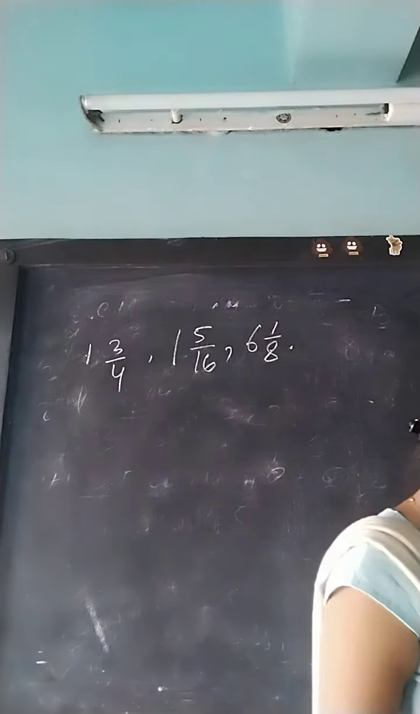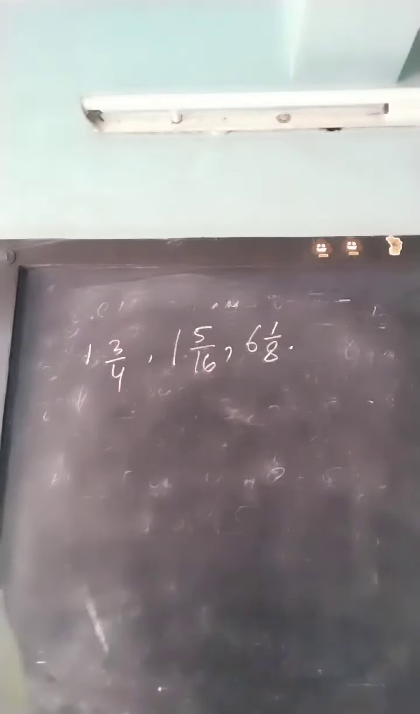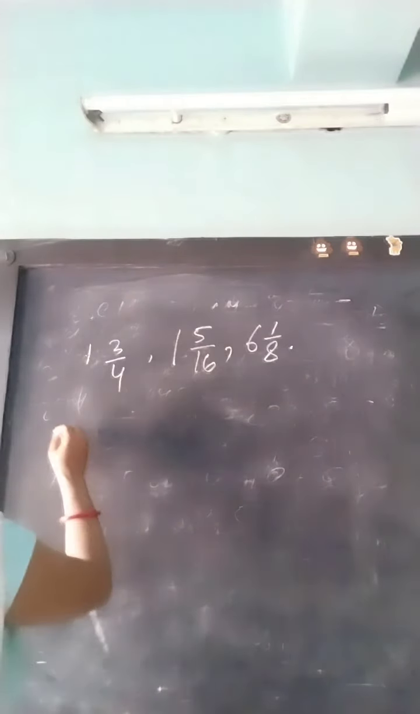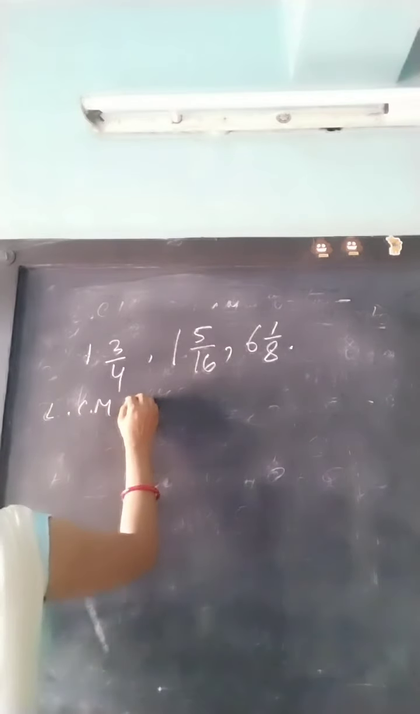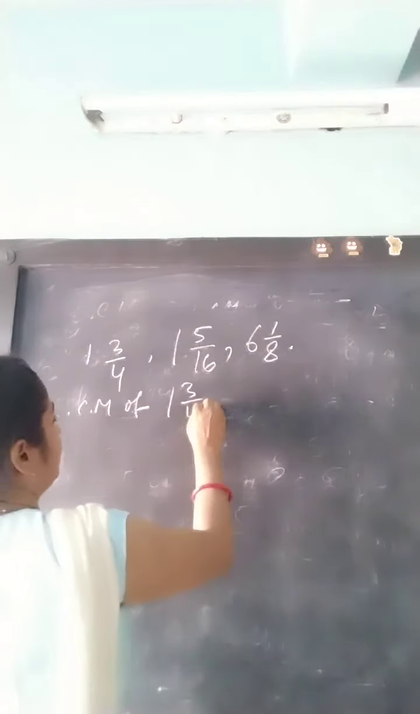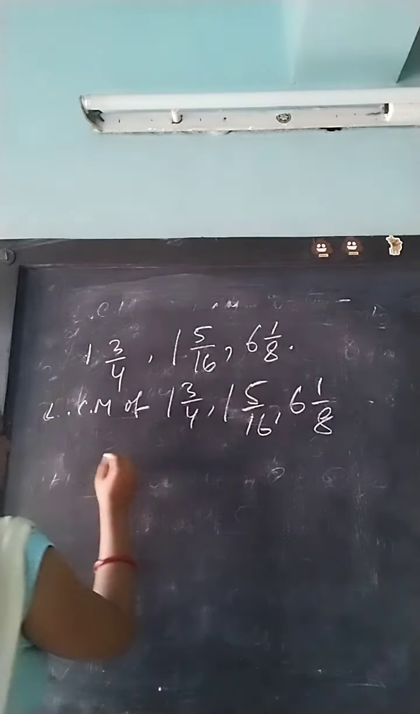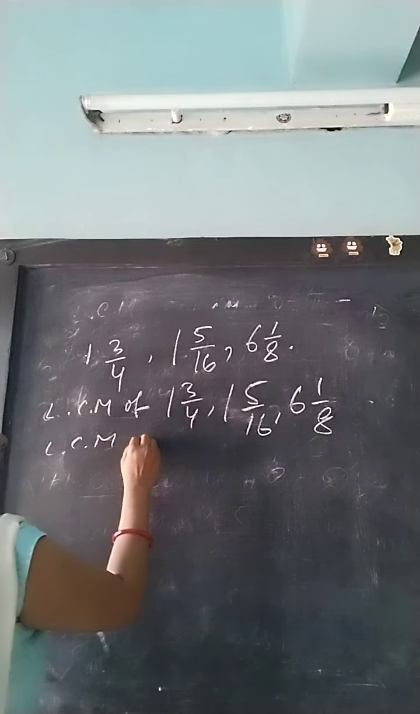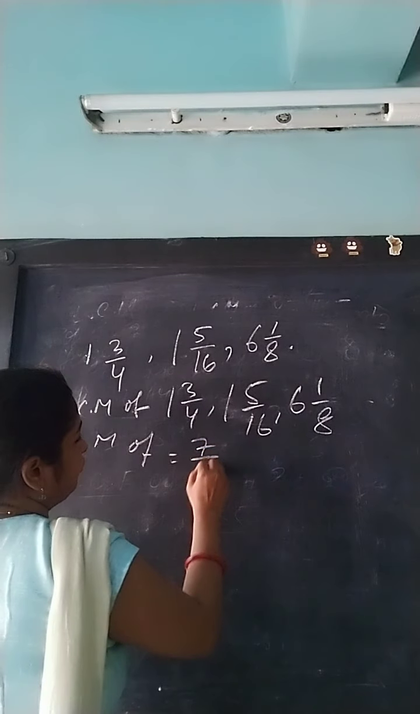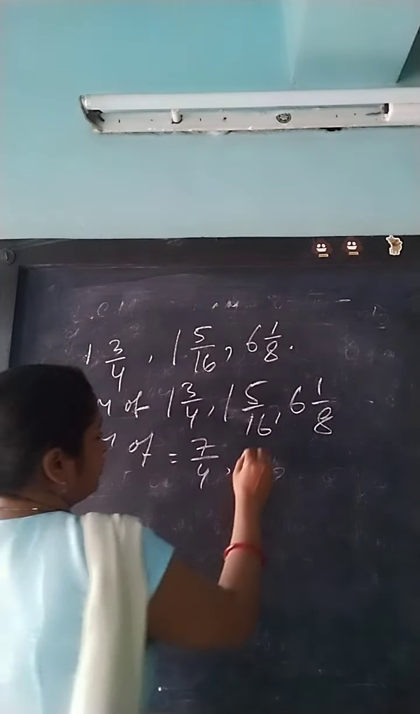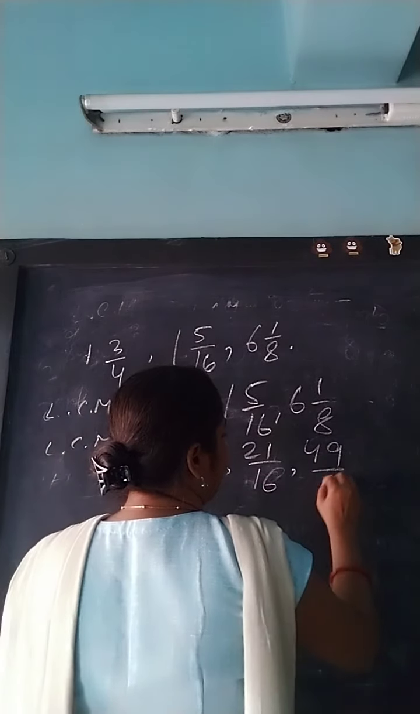What least number must be divided by this so that the quotients are whole numbers? Now least number indicates LCM. So you are required to do the LCM of one whole number 3 by 4, one whole number 5 by 16 and 6 whole number 1 by 8, which means LCM of 7 by 4, 21 by 16 and 49 by 8.